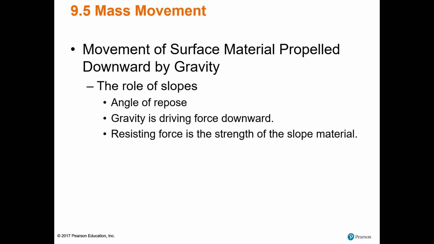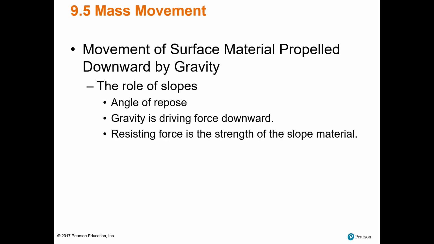If we want to think about movement of surface material that is caused by gravity, we need to consider the role of slopes. So remember that the angle of repose is the maximum angle that can occur before materials start sliding, and it varies. If you have heavier materials like pebbles and rocks, they can be at a steeper angle before they'll start sliding, whereas fine, smaller sand grains only need a small angle of repose before they'll start sliding. And that makes sense because you would think that the lighter, smaller material is going to slide easier than the heavier rock or pebble material.